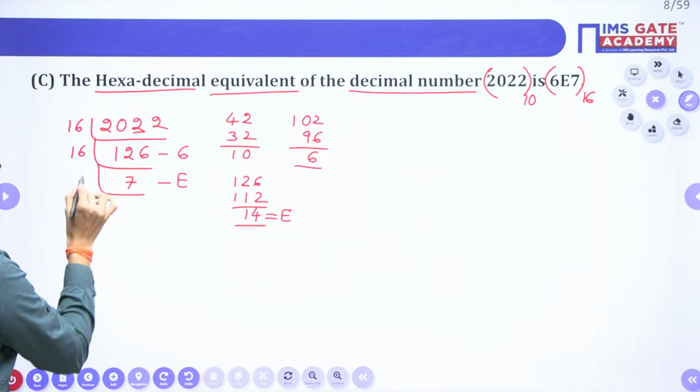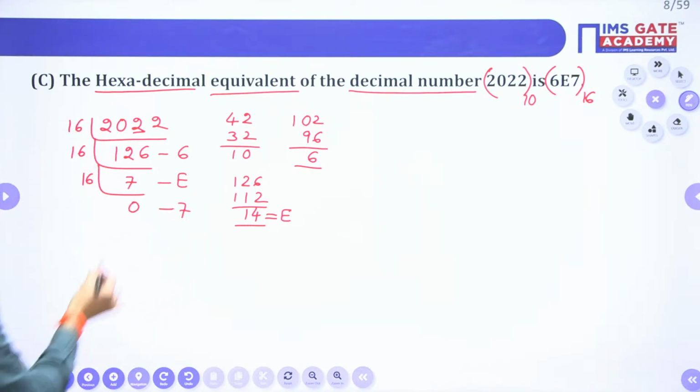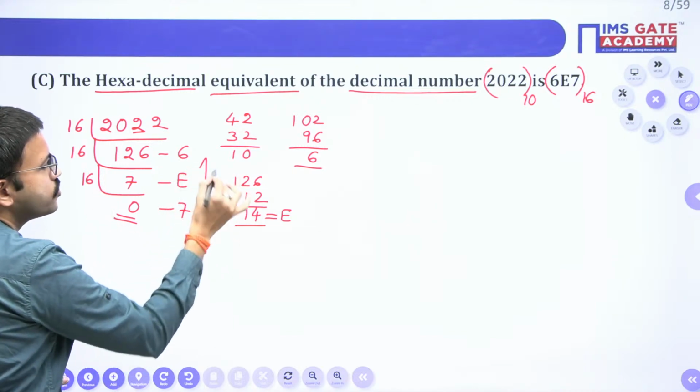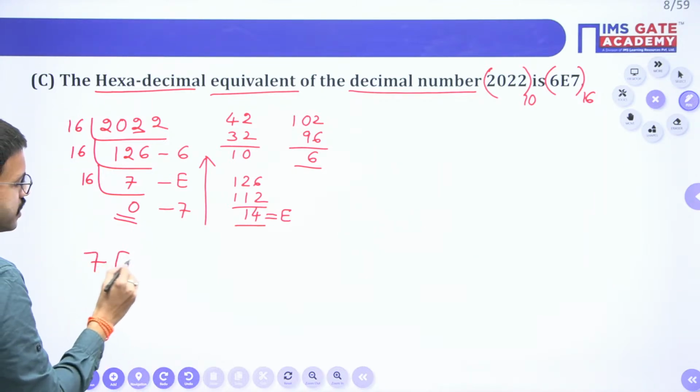Next, 16 zeros are 0, remainder is 7. So while doing this process, whenever you are getting quotient as 0, you can stop the process. Now, whatever the remainders you got, you have to consider in the reverse order, right? So that means the equivalent number is 7E6.